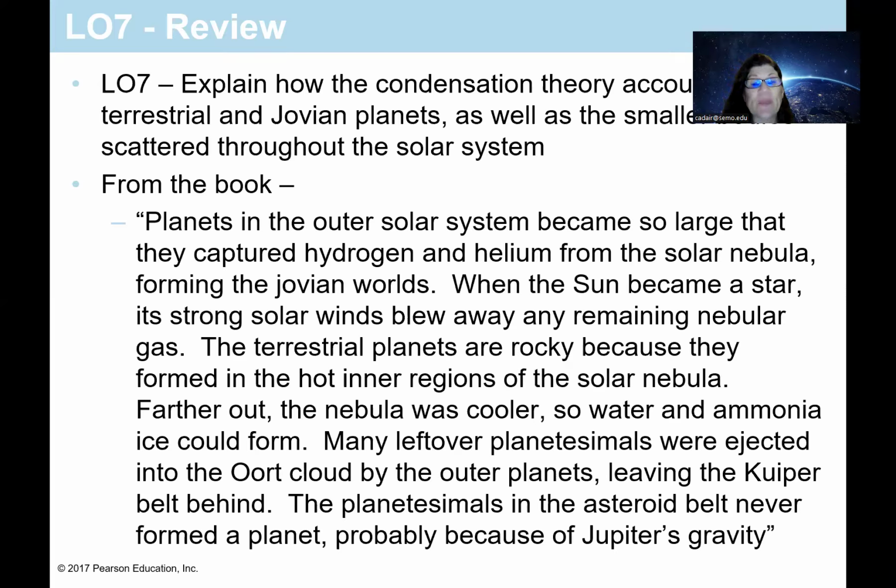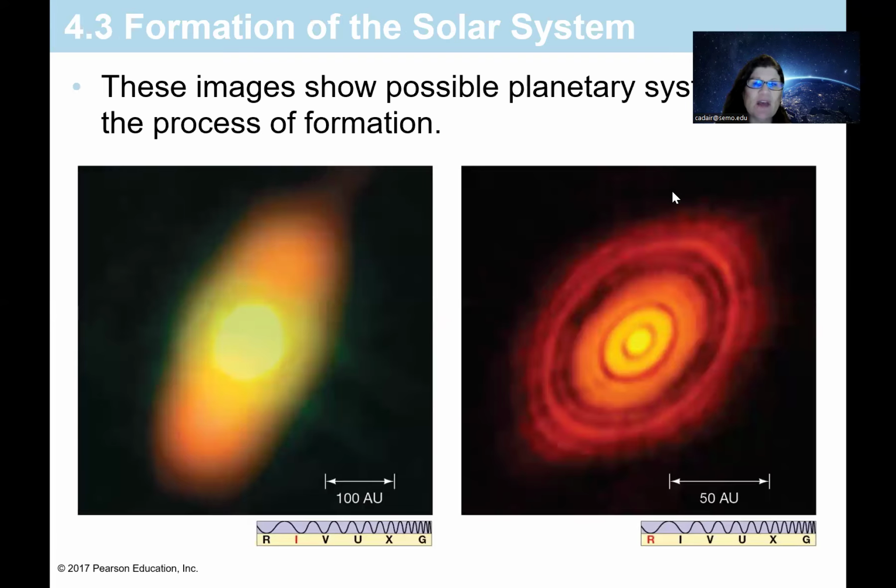Farther out, the nebula was cooler, so water and ammonia ice could form. And many leftover planetesimals were ejected into the Oort cloud by the outer planets, leaving the Kuiper belt behind. The planetesimals in the asteroid belt never formed a planet, probably because of Jupiter's gravity. So the material between Mars and Jupiter never was able to form a planet because Jupiter is just so dang big. So here we have a process of possible planetary formation.